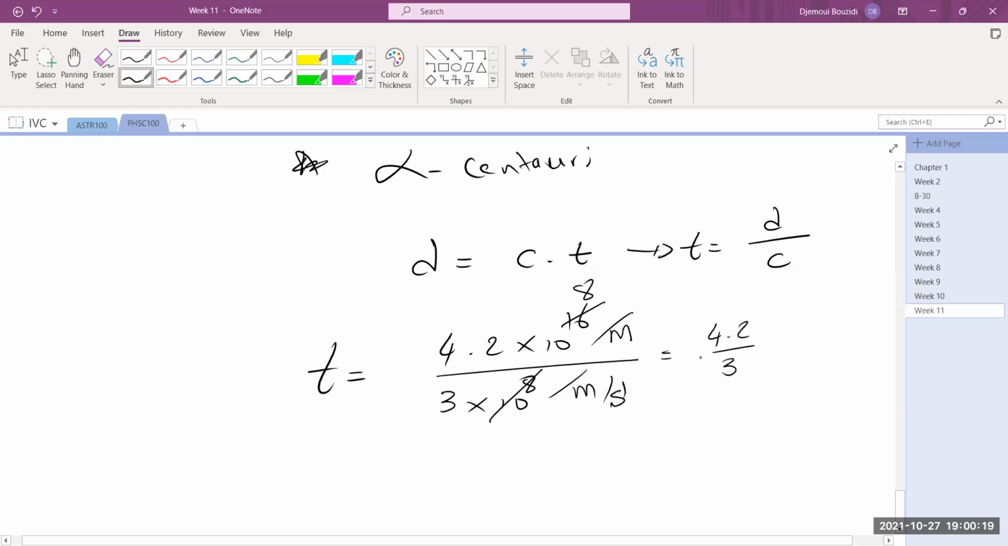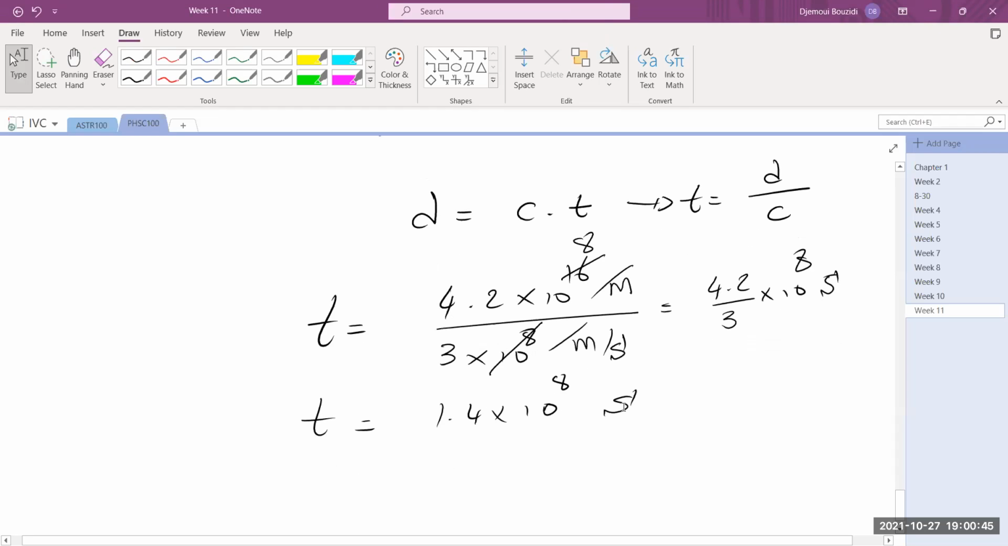You don't really need a calculator for this. 14 plus 14 is 28, and another 14 is 42. So yes, that's correct, times 10 to the power 8 seconds. So that is the answer, which is 1.4 times 10 to the power 8 seconds. But that's not what we need, actually. They want you to show it takes 4.4 years.